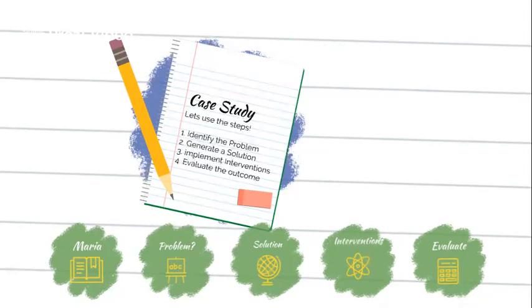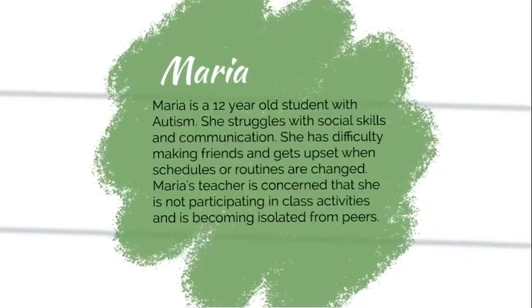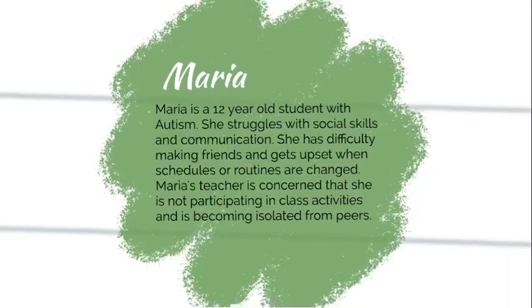Let's look at a case study. We're going to use the 4 steps in this case study. We're going to look at Maria. Maria is a 12-year-old student with autism. She struggles with social skills and communication. She has difficulty making friends and gets upset when schedules or routines are changed. Maria's teacher is concerned that she is not participating in class activities and is becoming isolated from peers.